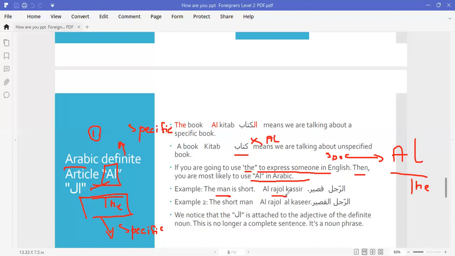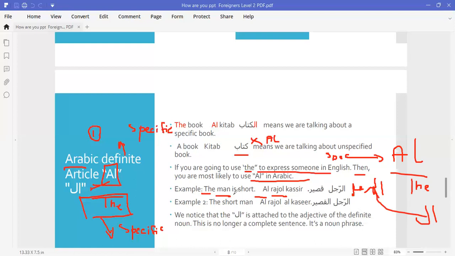If you are not talking specifically, you say rajul. But if you are talking about this specific man, you are going to express him. So what do you add? The, al. This is rajul, and we know al is like this: we start with alif and then lam. Here the lam should be changed because it's in the middle. The man is short. This is a complete sentence.